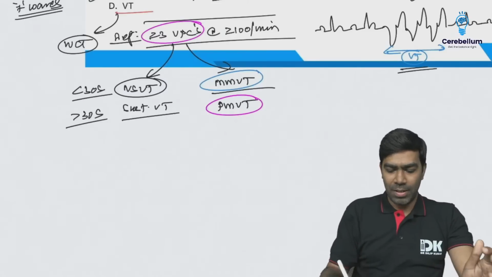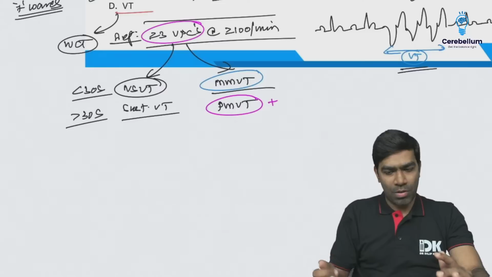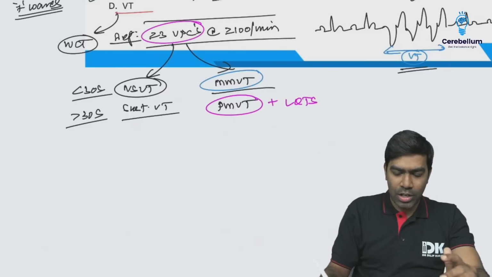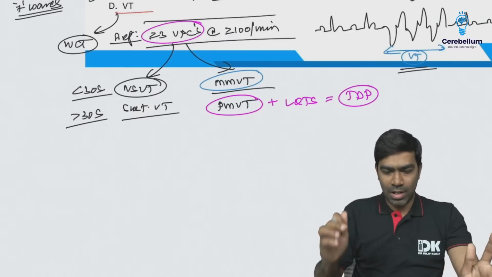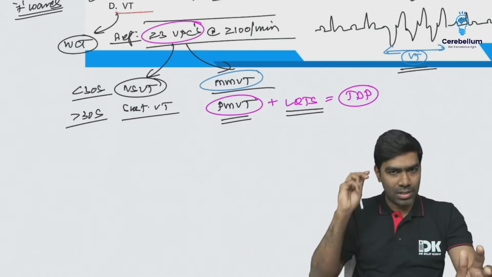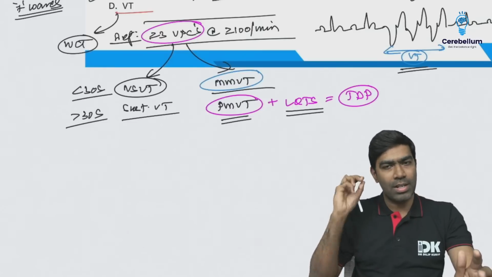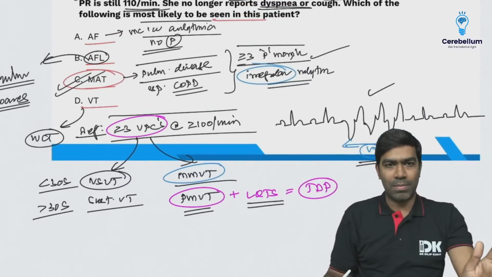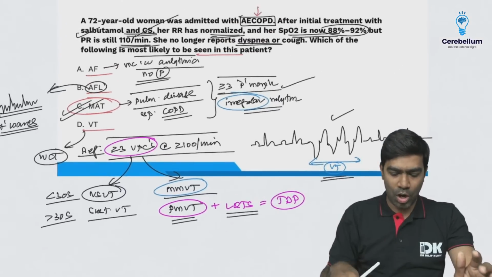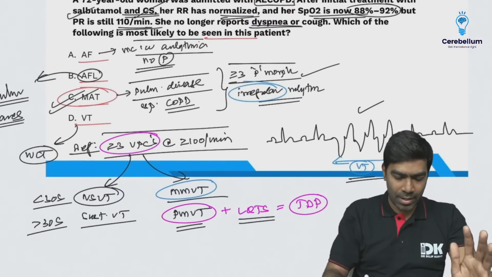Whenever you have a polymorphic VT on top of a long QT syndrome, it will be called torsades de pointes. So torsades de pointes is nothing but a polymorphic VT only, but if it occurs on top of a long QT syndrome, you are going to call it torsades. That's it. These are the different definitions of different arrhythmias. The right answer for this question is going to be option C, multifocal atrial tachycardia.